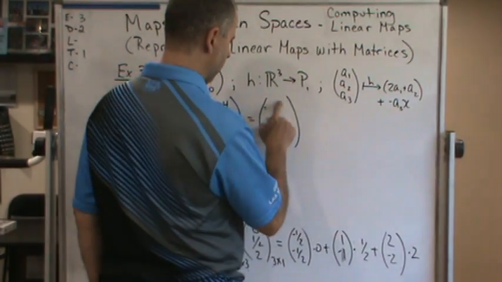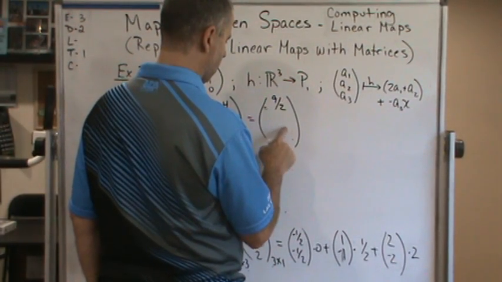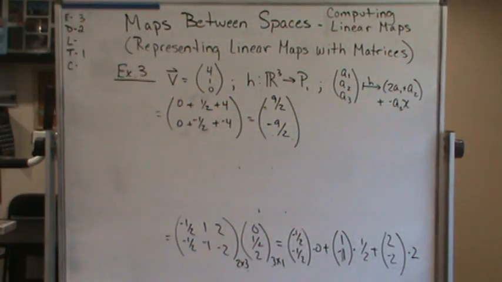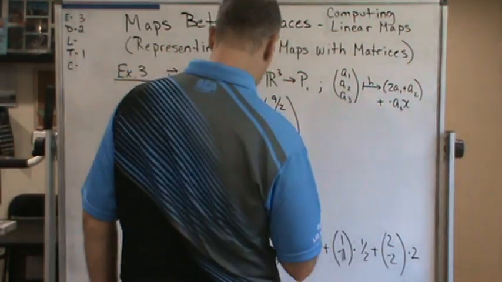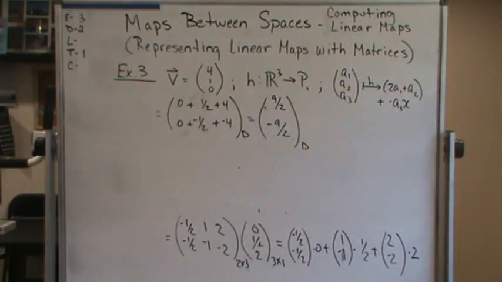Which then this would be 9/2, negative 9/2, obviously with respect to D. And notice we get a 2 by 1 vector.